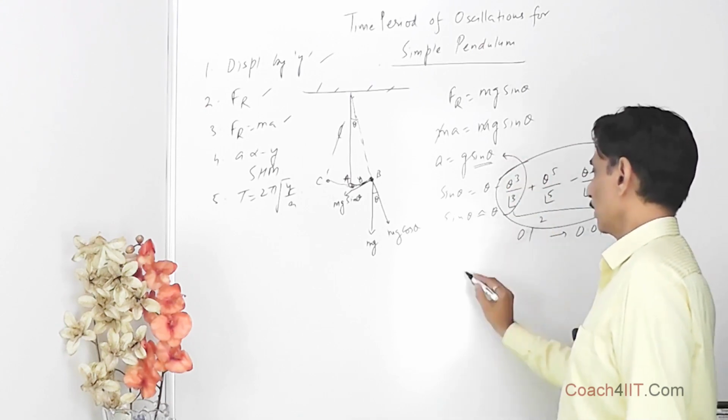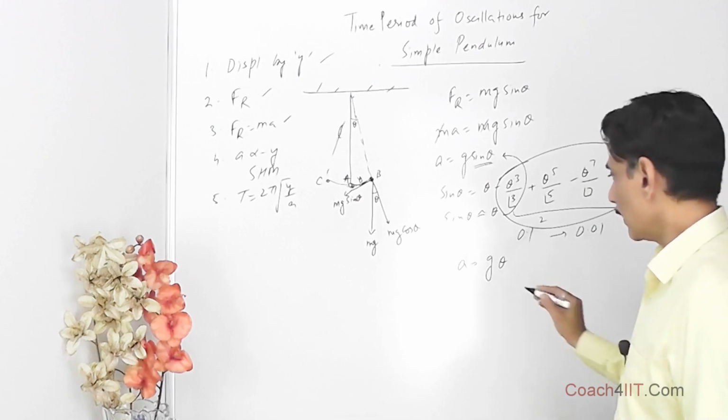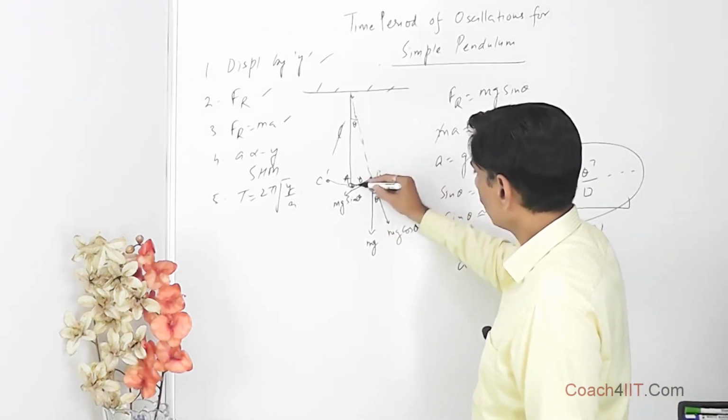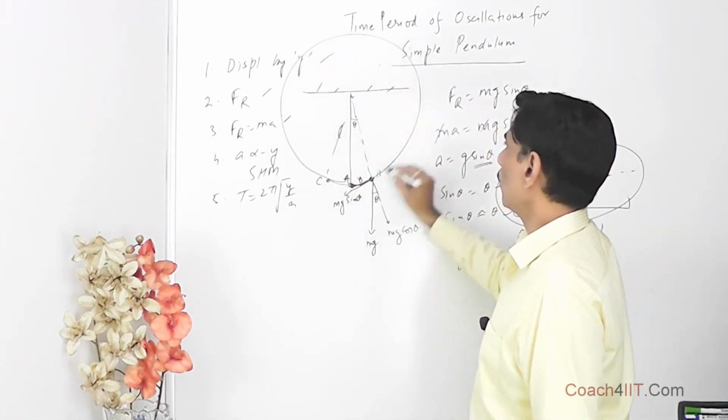We can put it over here. So a comes out to be g theta. Once a comes out to g theta, now we see that this is length L, this y is part of the arc of this circle.